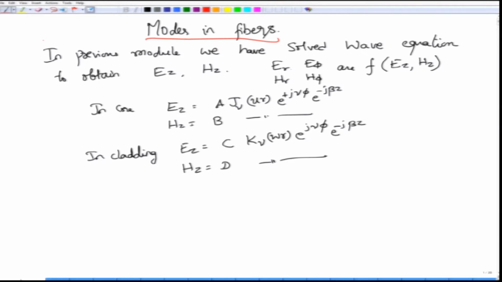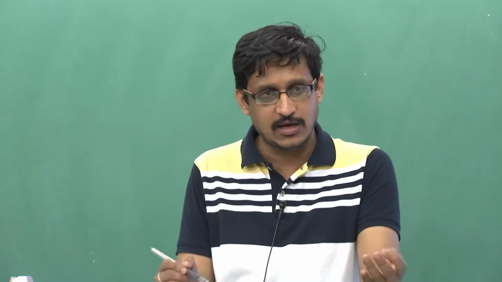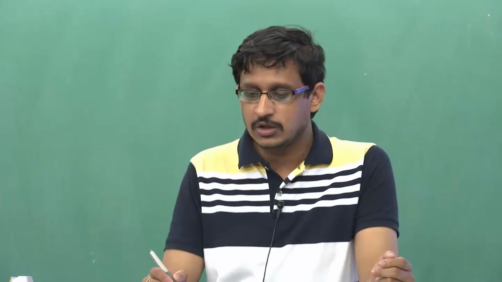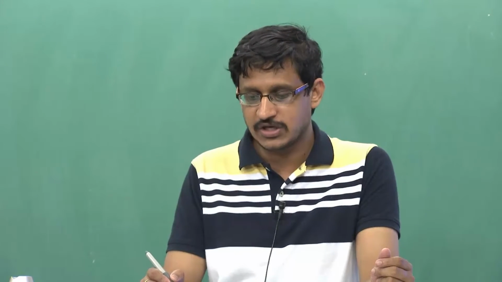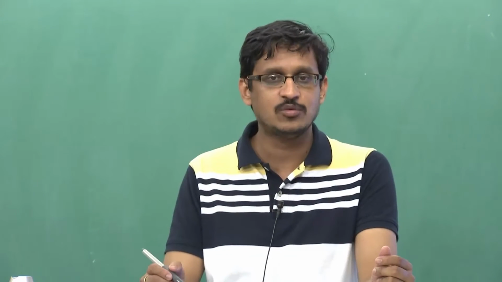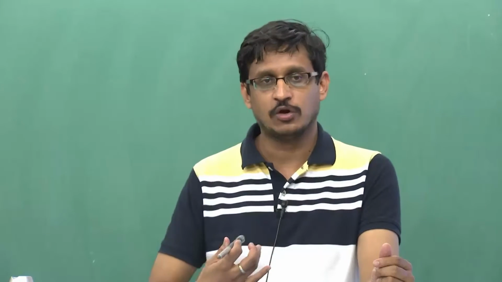We know that Er and Eφ, Hr and Hφ are functions of Ez and Hz, and in the core Ez as a function of r will be a Bessel function of order ν. ν is an integer in this case. U and W are positive constants which are related to the k vector and the propagation constant β, as we discussed in the previous module. ν again is the order, and with respect to φ it goes as e to the power jνφ. It simply tells you what the angular distribution of the modes is.